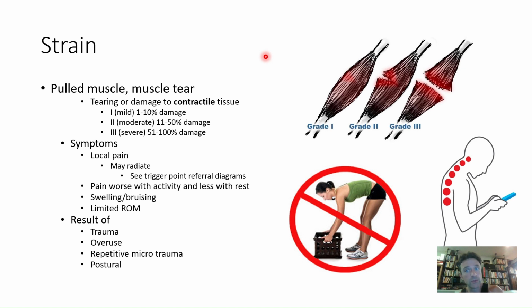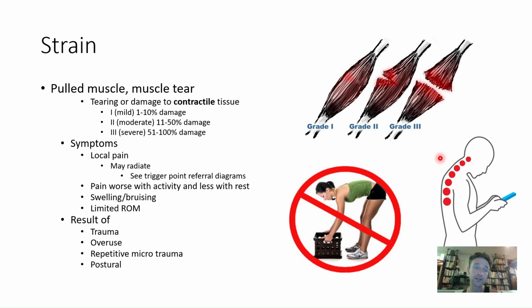Symptoms, so there's generally going to be local pain, may radiate, kind of like the trigger points that we were talking about in the previous lecture. Generally worse with activity. Makes sense, right? You damaged a muscle, you use the muscle, it hurts, right? So you might see some swelling and bruising with the more severe types of strains, and there might be some limitation of range of motion due to guarding, right?